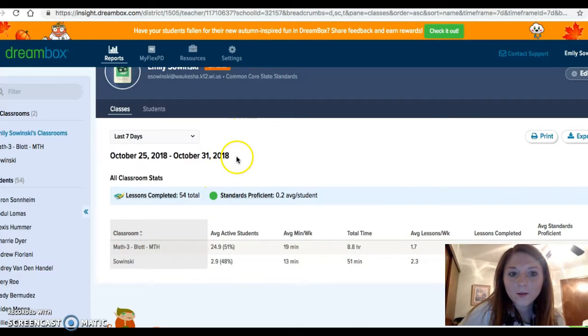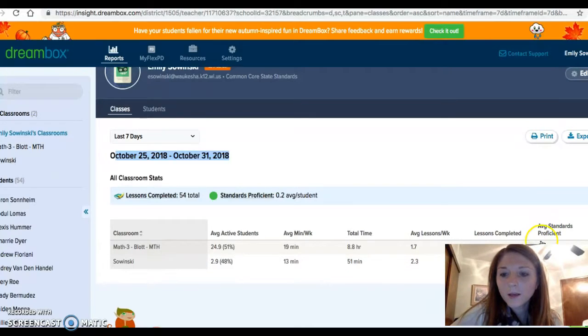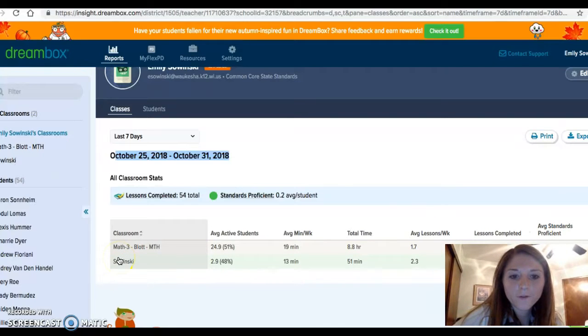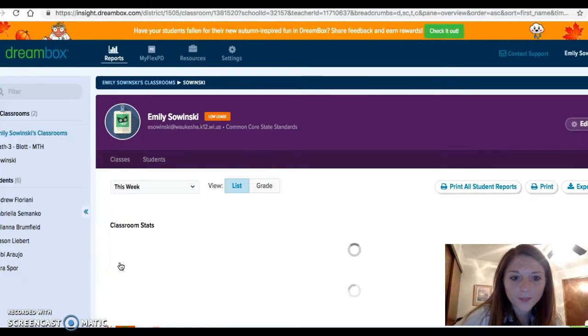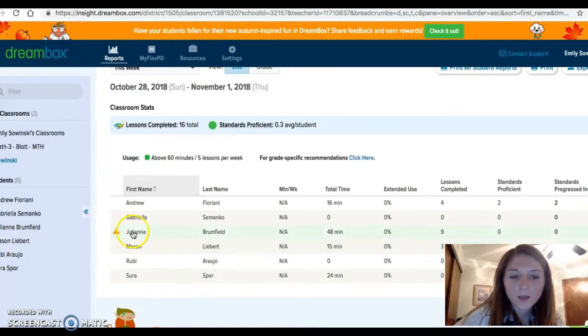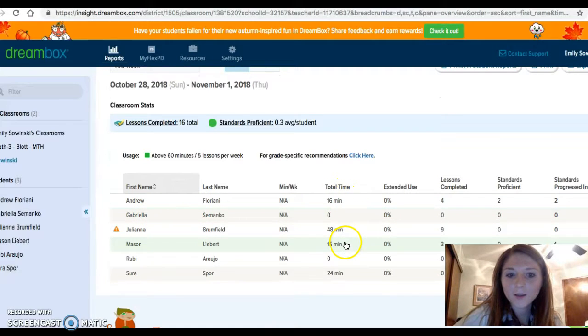So I can see this week, well, up to today, last 7 days, that the average in my special education classroom is that they're spending 13 minutes a week on it. Third grade is 19 minutes. I can see how many lessons on average my kids are completing, how many lessons have been completed, and the average. If I first go in and look at my classroom, it gives me how many minutes they've been on it.